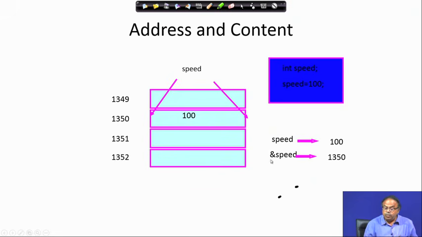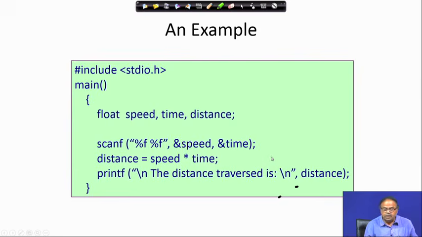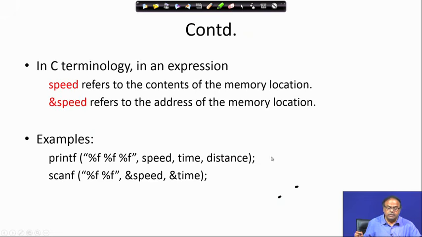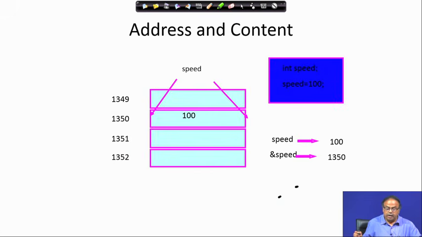But when I say &speed, then I am asking the question: what is the address of the variable speed? And the answer would be 1350. So, this & operation is nothing but asking for the pointer to speed, or the address of the variable speed. So, this would be the answer.